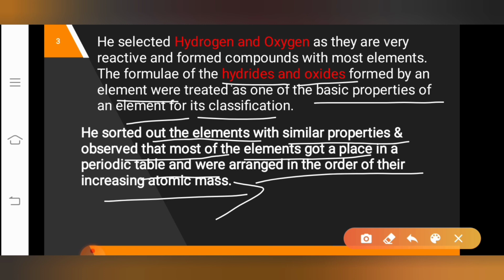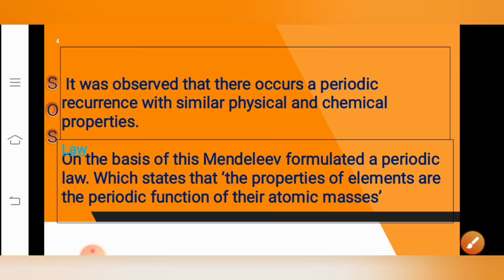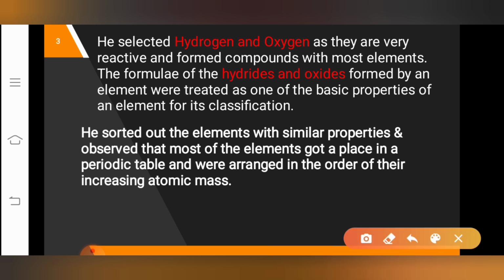So this we understood, right? After this, what he did was, he arranged the elements. How many elements were there? There were 63 elements, right? So he arranged all the 63 elements in the 63 different cards.